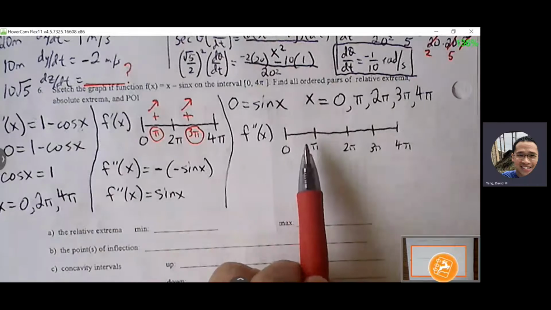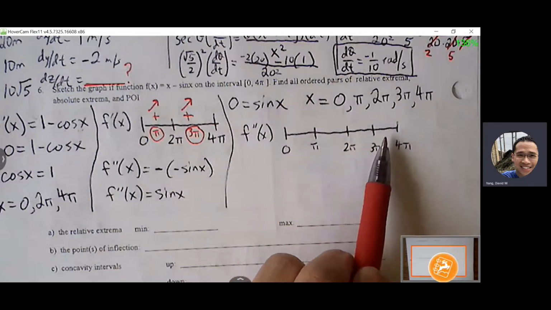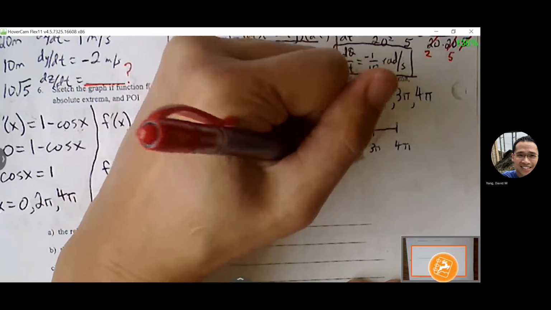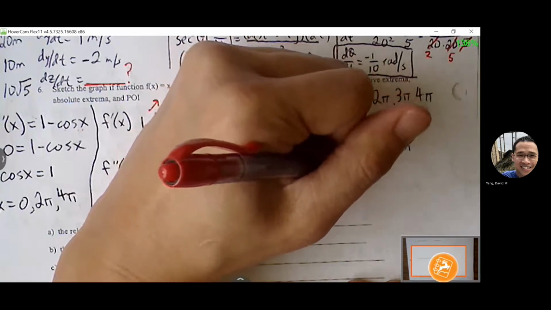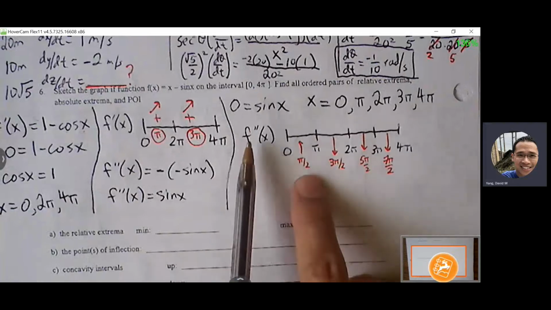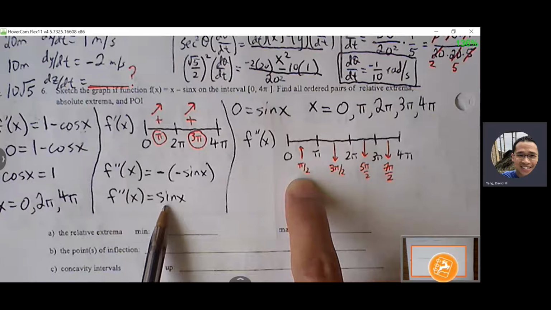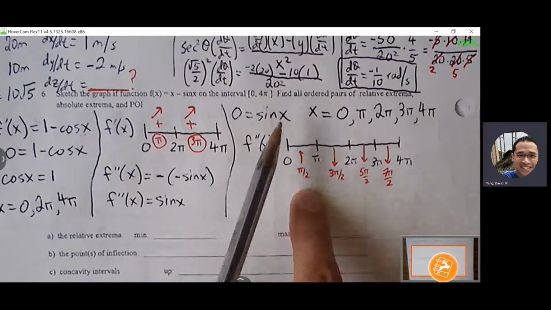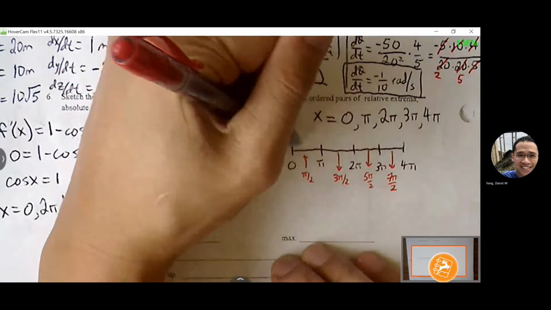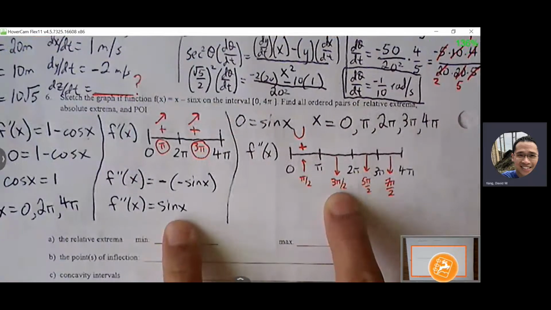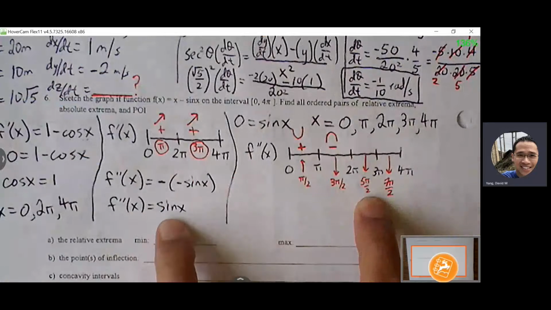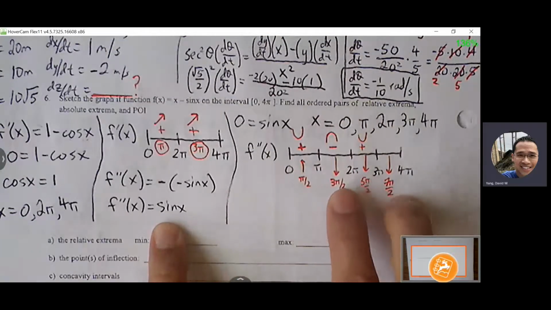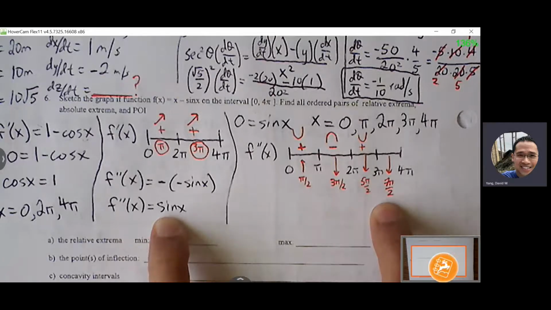Choose convenient values in between, so I'll choose 1/2 pi, 1.5 pi, 2.5 pi, and 3.5 pi. We're testing this against the second derivative function. Sine of pi over 2, positive or negative? Positive, so we know that the second derivative is dealing with concavity, so concave up. Sine of 3 pi over 2, negative, concave down. 5 pi over 2 will be the same thing as pi over 2, so back to positive, concave up. 7 pi over 2 will be the same thing as 3 pi over 2, right? They're 2 pi apart from each other. So sine of 7 pi over 2, same as sine of 3 pi over 2, negative.